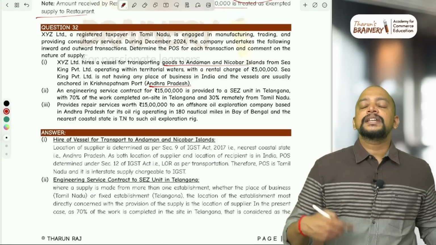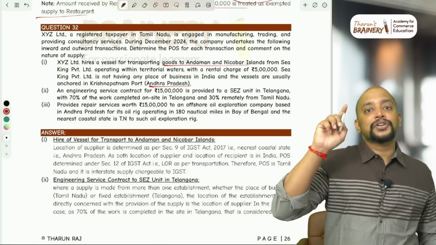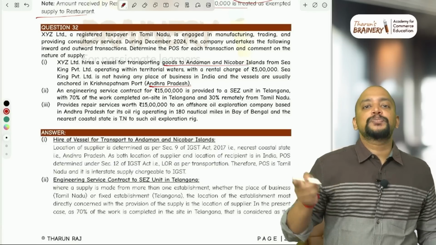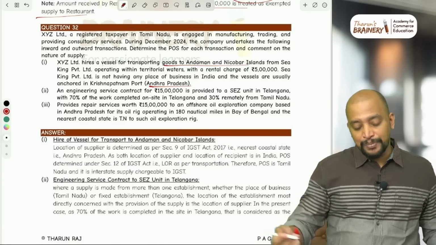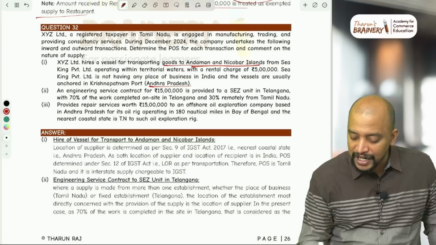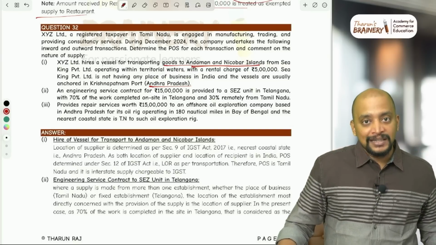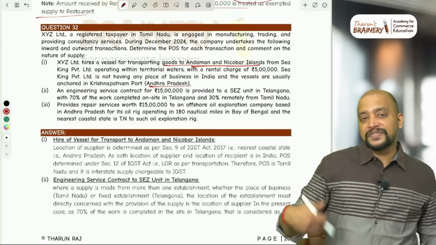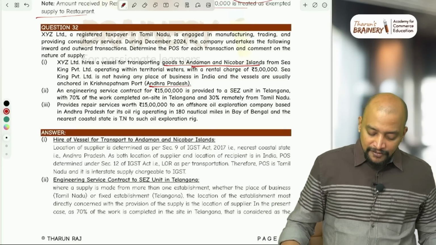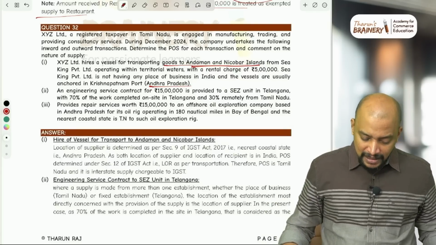Renting of vessels. In case of renting of vessels, for section 12, we have general provisions. As per the general provisions, it is the location of recipient. Where is the location of recipient? Andaman and Nicobar. So the supplier is in Andhra Pradesh, and the place of supply is Andaman and Nicobar. Therefore, where will it come?